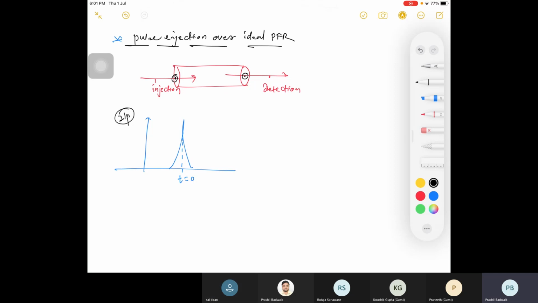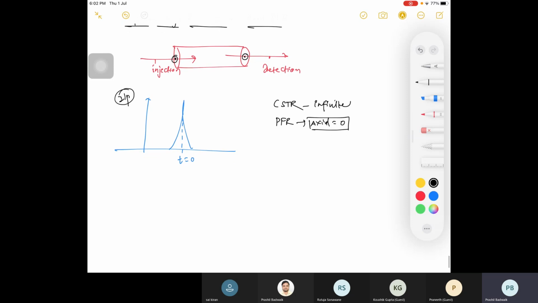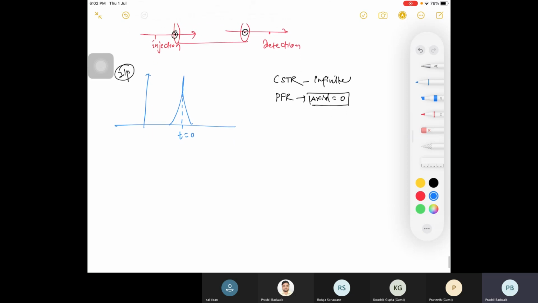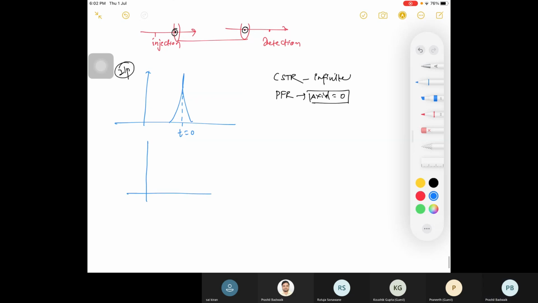The output profile may change because in CSTR you have infinite mixing, and in case of your PFR, you are not considering any axial mixing. Axial mixing is equal to 0. So can you please guess what would be your profile in case of the ideal one? What is your output profile? There is no axial mixing, I am saying, in case of your ideal one.